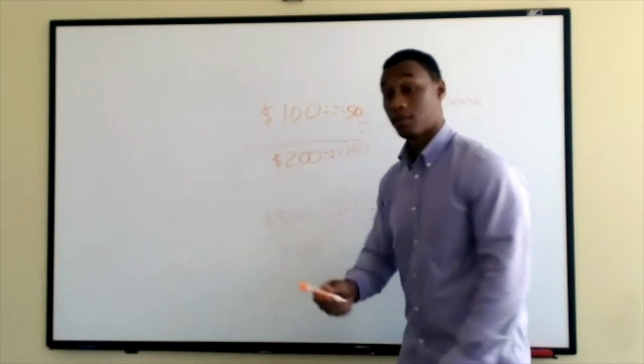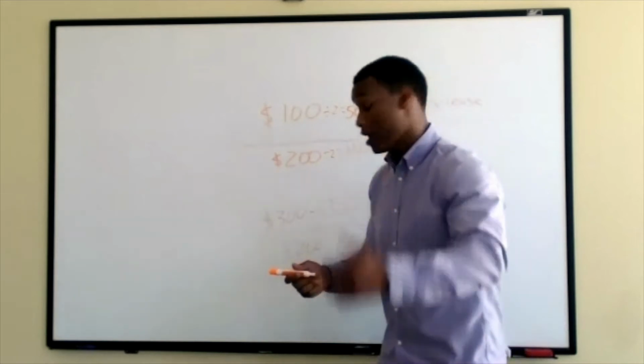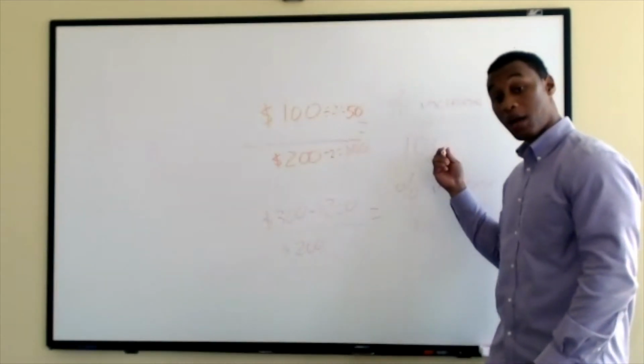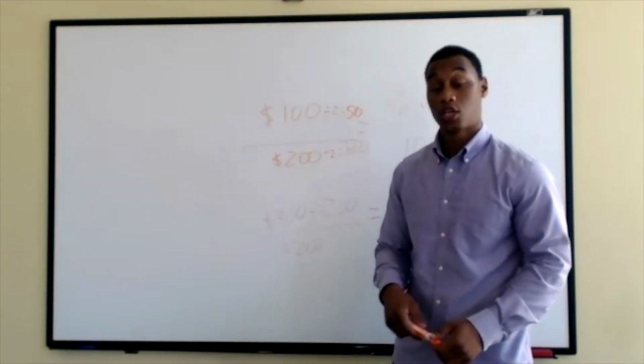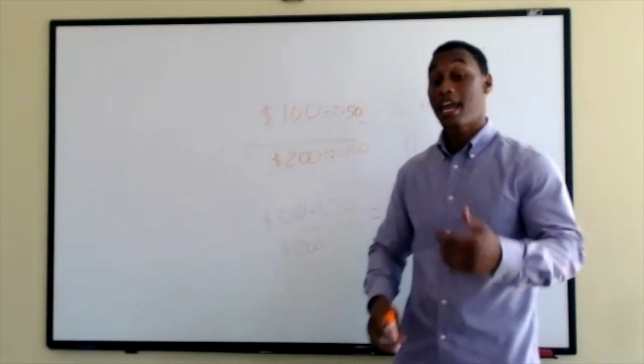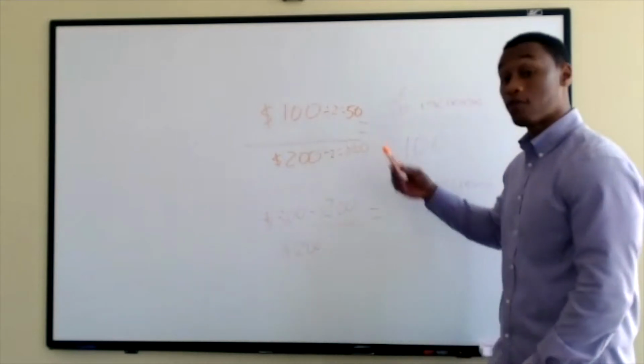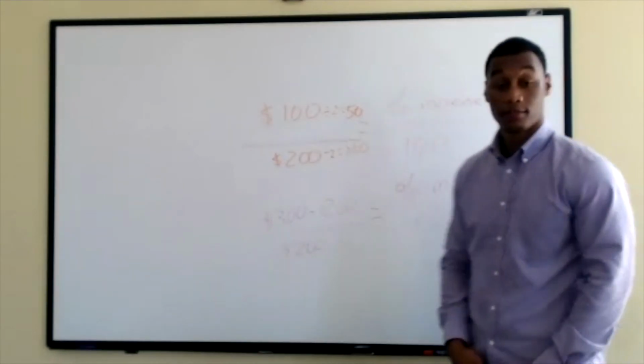So I want to point out something. Now we're able to do an equal comparison because we have 100 in the denominator here and 100 in the denominator here. So by looking at this, the percent increase would then be 50 out of 100, or 50%.